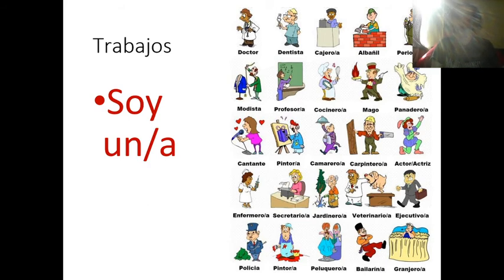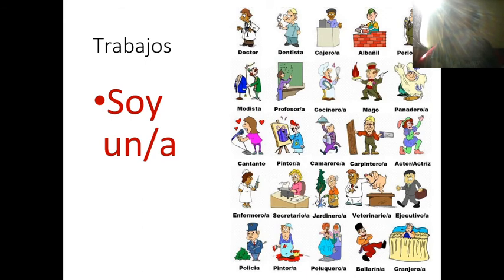And this one also sounds quite similar to the English. Actor or actriz, sorry. Actor, actriz. Enfermero, enfermera. So they do have a masculine and a feminine form of nurse, because this is 2020 and we do have male and female nurses, and of all genders. And we've got secretario, secretaria, very similar to the English again, secretary.